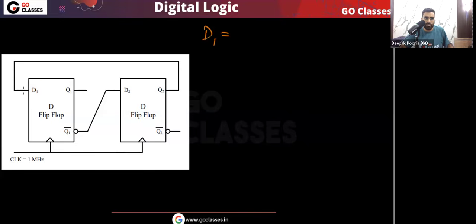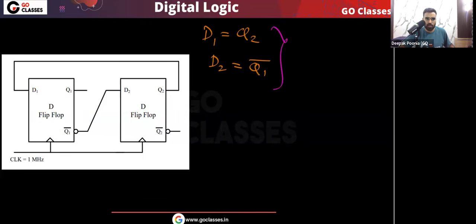D1 is same as Q2. You can see this D1, this is same as Q2. And what is D2? Look at this D2, this D2 is Q1 bar. You can see this D2 is basically Q1 bar. So we have D1 = Q2 and D2 = Q1 bar.